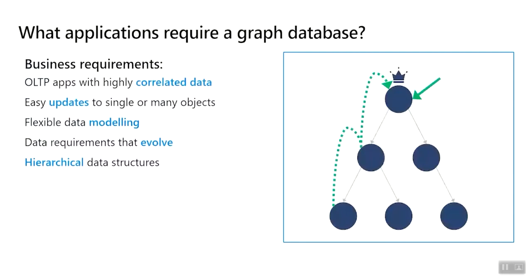In SQL, to do these kinds of queries you might have to do a lot of recursive joins and nested subqueries, which can become very expensive and slow. Azure Cosmos DB supports graph databases through the Gremlin API. The Gremlin API is a standard language for creating and querying graphs.